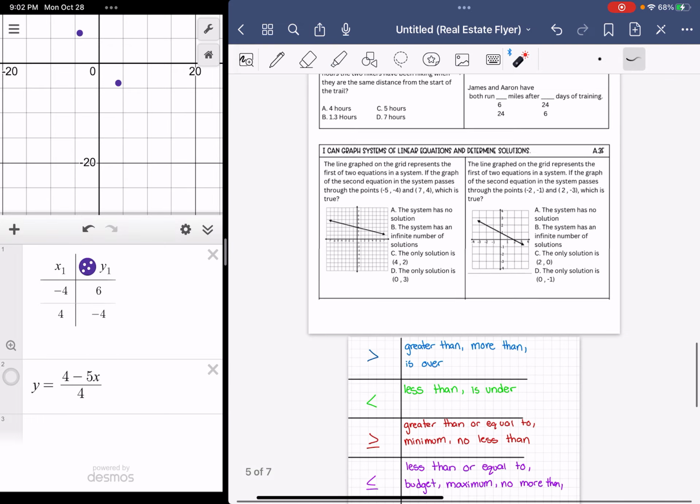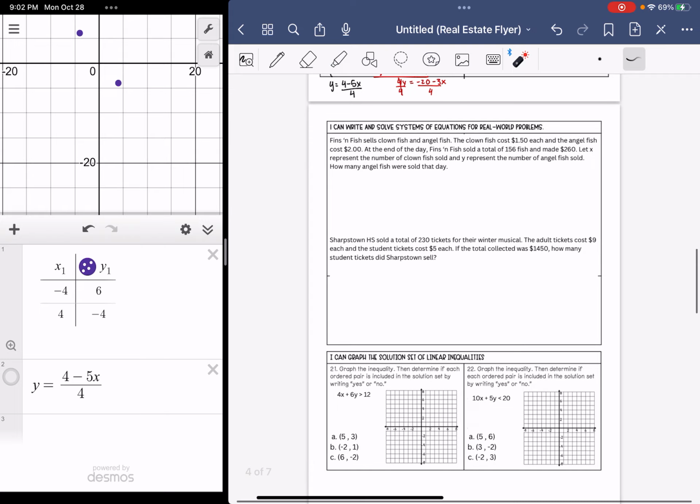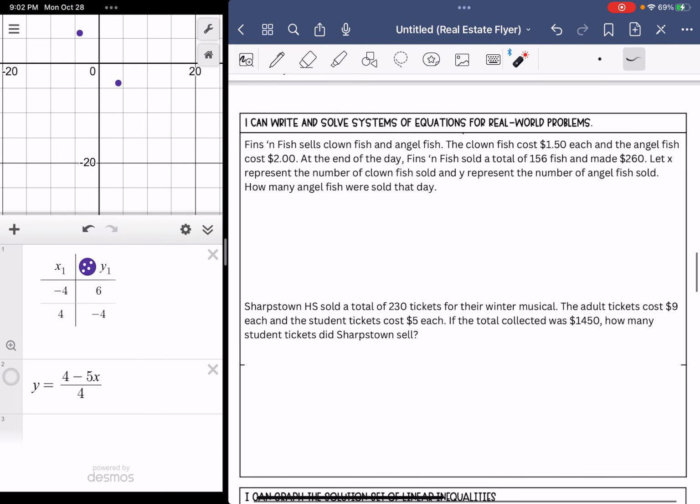Alright, let's keep moving. We're about halfway done. Our next one says, I can write and solve systems from real-world problems. This just means from word problems. So the first thing I'm going to do is go ahead and read this question out.